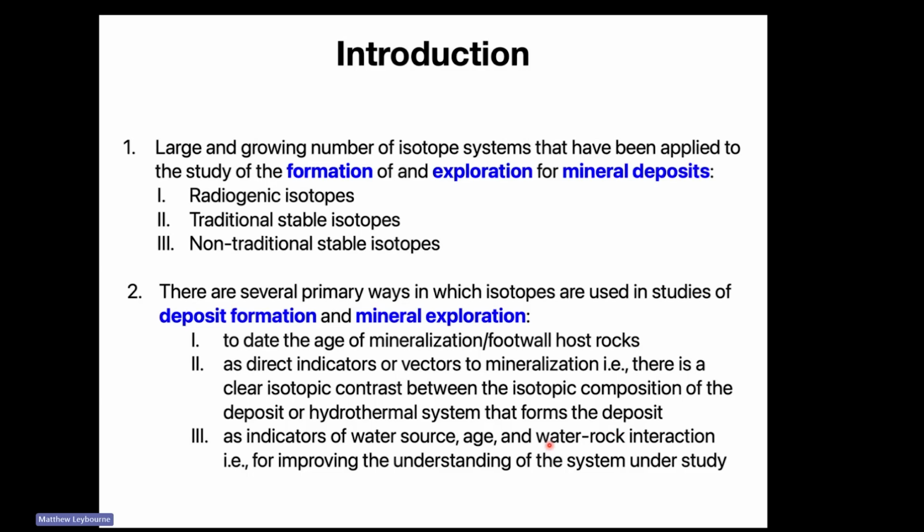And so there's several different ways that we can use isotopes in terms of understanding ore deposit formation or mineral exploration. We can use radiogenic isotopes to date the age of mineralization or the footwall host rocks. We can use isotopes as indicators or vectors to mineralization, where there's a clear isotopic contrast between the ore deposit or what's anomalous and the surrounding rocks, or as indicators of water source, water age, water-rock interactions, and that sort of thing, to help us improve our understanding of the system as a whole that's under study, to help us build better exploration models and so forth.